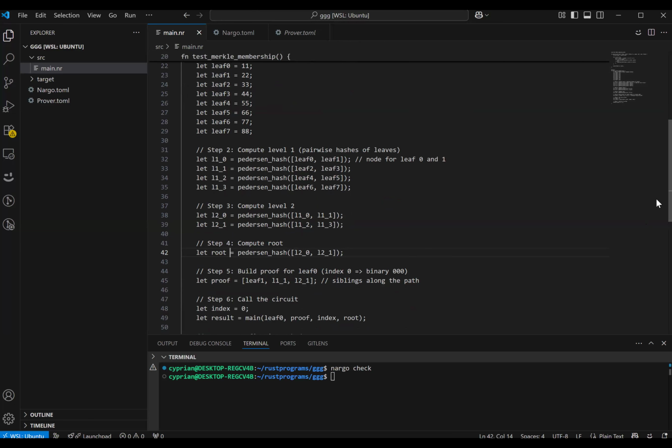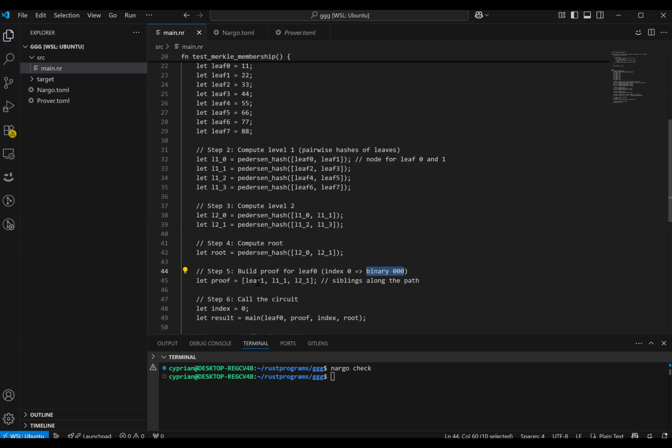Then we come to step 5, so we'll just be building the proof. We now build the proof for F0, leaf 0, and it will be index to binary. This is just binary 0, 0, 0.